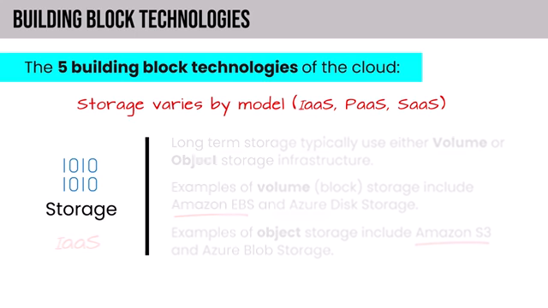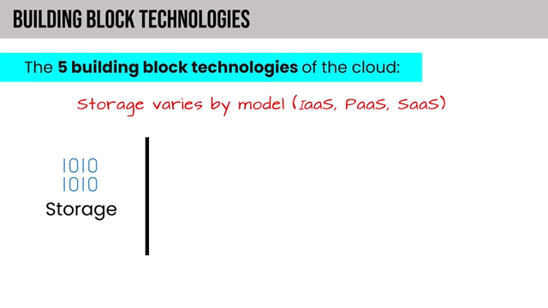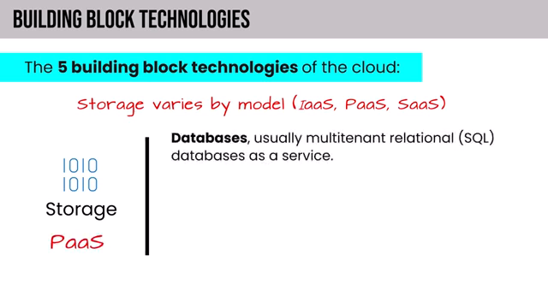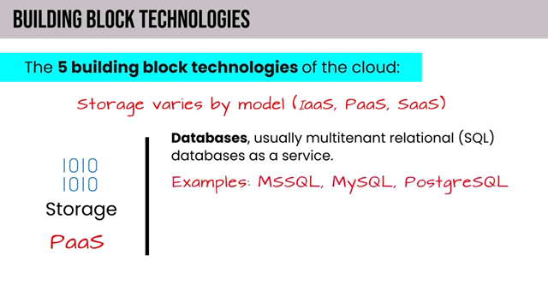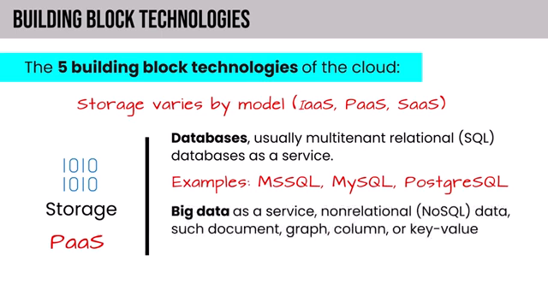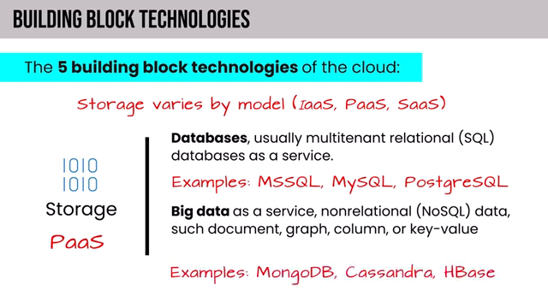So let's talk about storage in the context of platform as a service. Here the focus is on databases, usually multi-tenant relational SQL database as a service. It might be Microsoft SQL, it could be MySQL, it could be PostgreSQL. And then there's big data as a service. These are non-relational or NoSQL data repositories like document, graph, column, or key value stores. Examples here include MongoDB, Cassandra, and HBase.